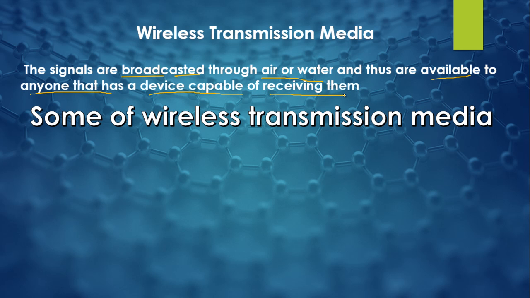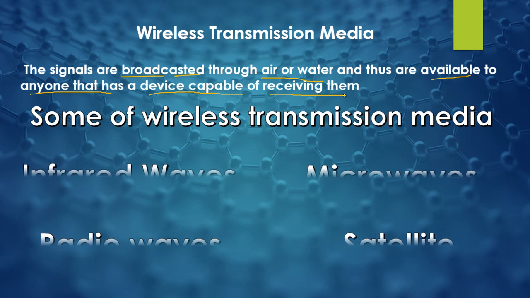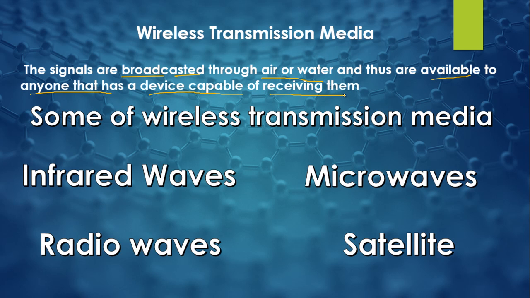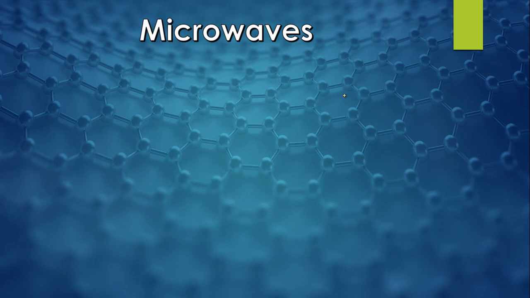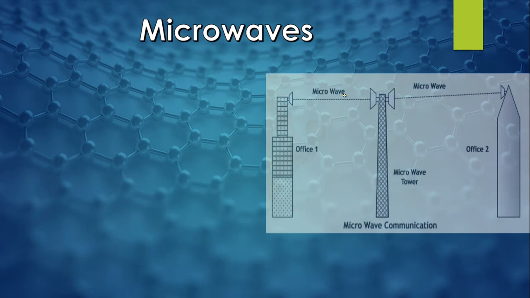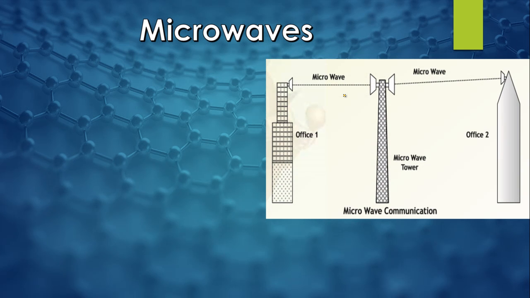Right. So some of the wireless transmission media are infrared waves, microwaves, radio waves, and the satellite. Right. So let us discuss all these types of wireless transmission media one by one. So the first one is basically the microwaves. Okay, so you can see there is a diagram displaying the microwave communication.